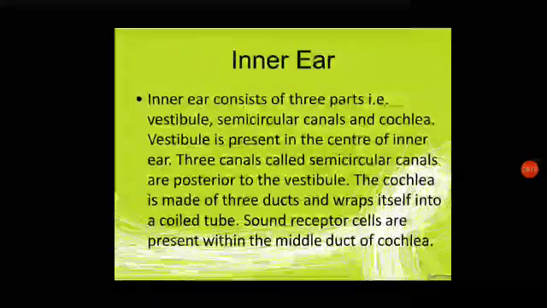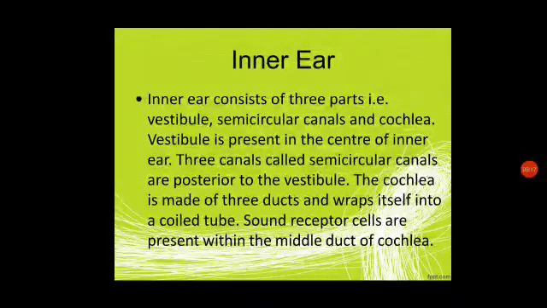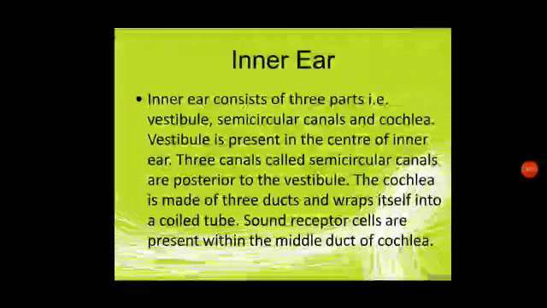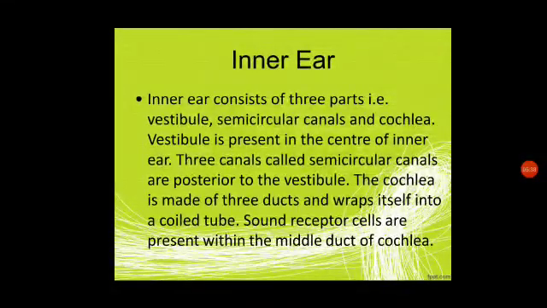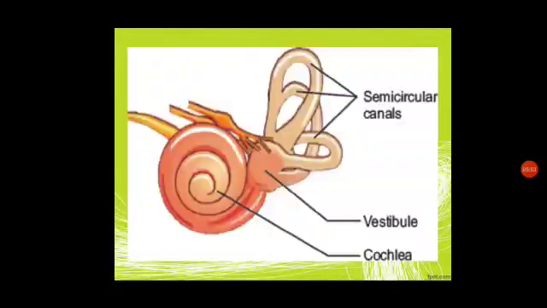Now the inner ear. The inner ear consists of three parts: vestibule, semicircular canals and cochlea. Vestibule is present in the center of the inner ear. Three canals called semicircular canals are posterior to the vestibule. The cochlea is made up of three ducts and wraps itself into a coiled tube. Sound receptor cells are present within the middle duct of the cochlea. The cochlea is round and it contains a fluid. If there is a disturbance in the fluid of the cochlea, there will be many balance problems as well. You can see here the cochlea and the vestibule.